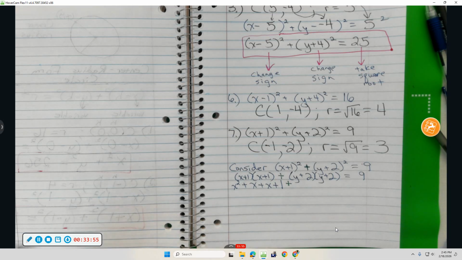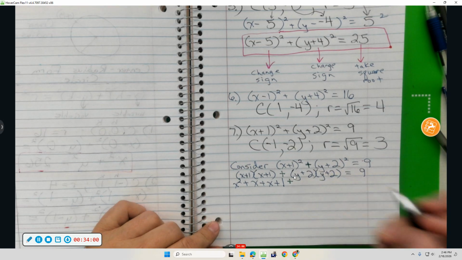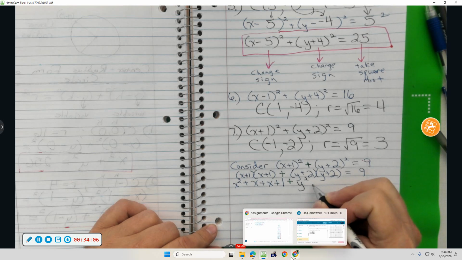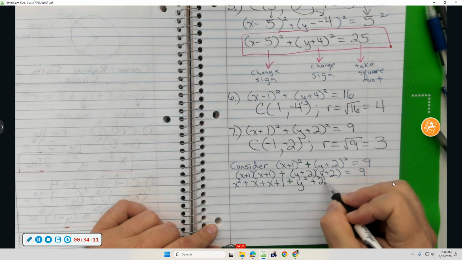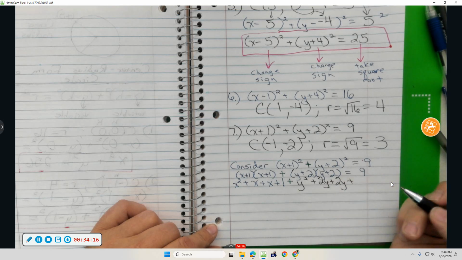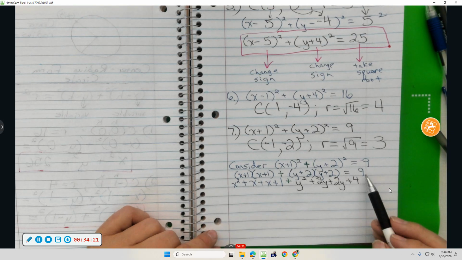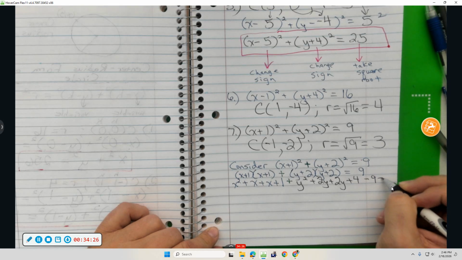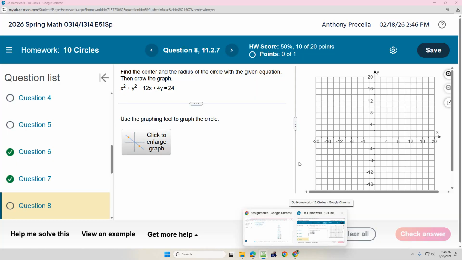He's joking about that. Okay, so now foil out the y plus 2 times y plus 2. I'm going to let y'all call that out so I can conserve my voice. Y squared, outer, plus 2y, plus inner, another 2y, plus last, 4. And I think I'm going to take this 9 and move it over to make it a minus 9 equals 0. Is that how number 8 is written? No, they have the number on the right.